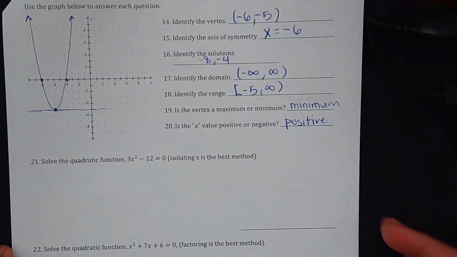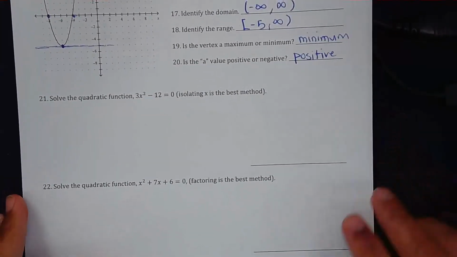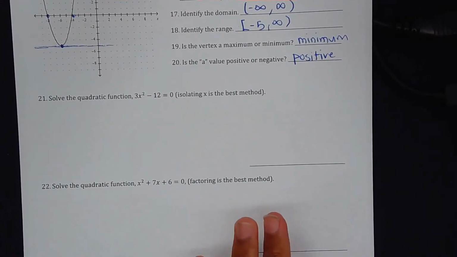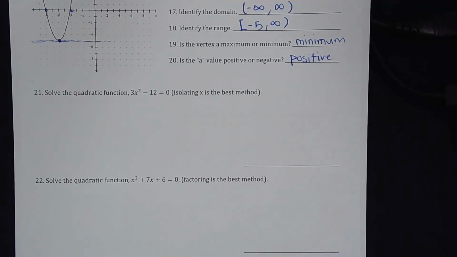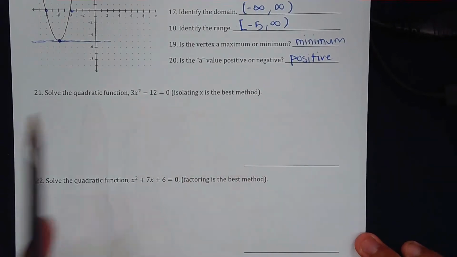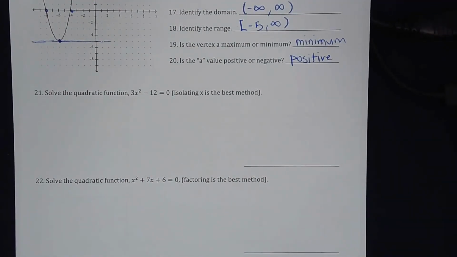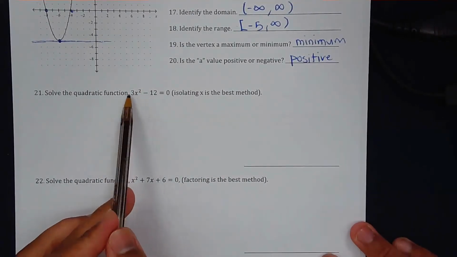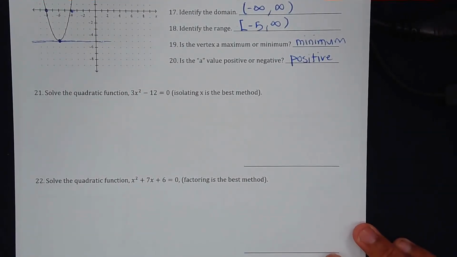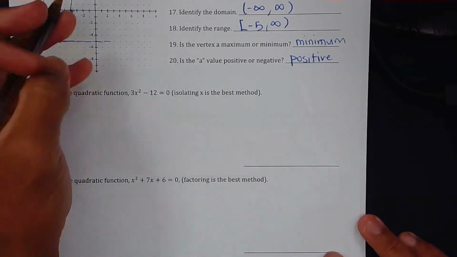All right, question number 21. We want to go ahead and solve the quadratic function 3x squared minus 12 is equal to 0. As I told you guys before, I won't say which method is the best, but we know that isolating x is the best method because we have x appearing only once. All right, so we can go ahead and solve it.